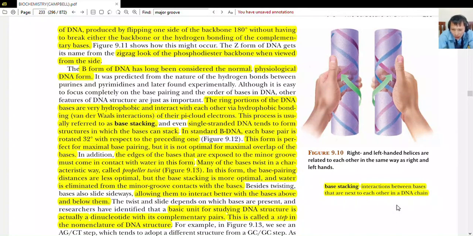See, there's that word hydrophobic, because there's interaction. Hydrophobic means it hates water. That's why it interacts: if there's water, it wants to go away from the presence of water. So we call that hydrophobic. And they interact with each other via hydrophobic bonds, meaning it doesn't involve water, because hydrophobic bonds are usually made of carbon and hydrogen. Okay, we call it van der Waals interactions of their pi cloud electrons.